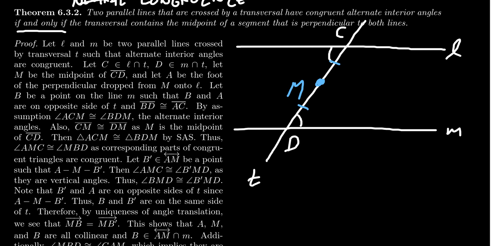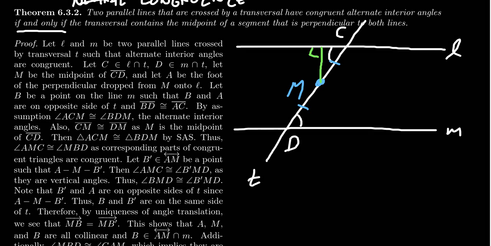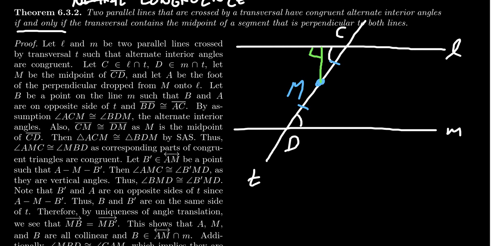All right. And let's also introduce some other points into the situation. We're going to take the perpendicular dropped from M onto the line L. So take the perpendicular that drops from M down here. Call the intersection of L and this perpendicular A, the so-called foot of the perpendicular. This gives us a line segment right here, AC. And by segment translation, let's take the point B, which is on the opposite side of the line T that A is, but we also want that the segment DB is congruent to AC, right?